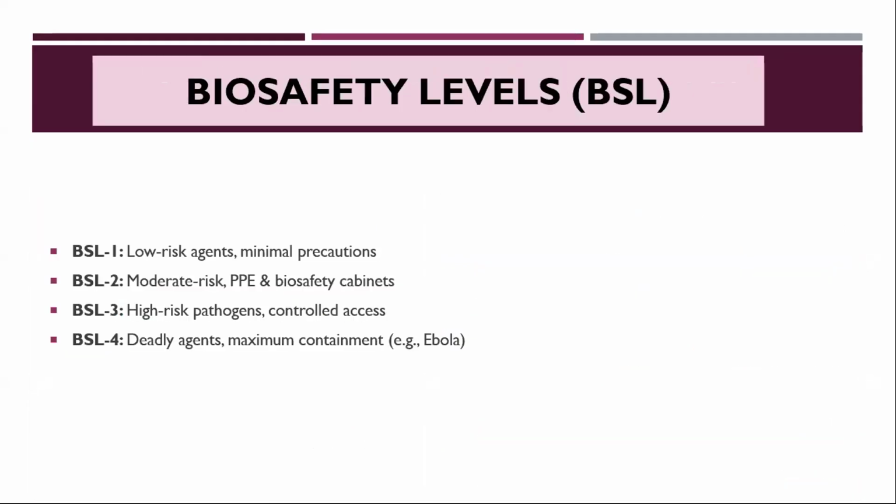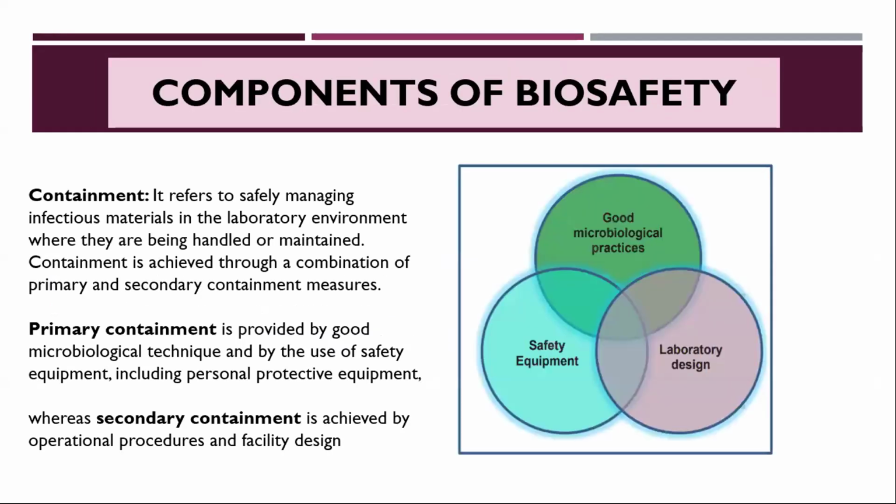There are different biosafety levels: biosafety level 1, 2, 3, and 4. I've told you. BSL 1 is low risk agents with minimal precautions. BSL 2 is moderate risk; for these we have to use personal protective equipment and biosafety cabinets. Biosafety level 3 is for high risk pathogens; we have to have controlled access. And BSL 4 is for deadly agents like Ebola virus, which need maximum containment.